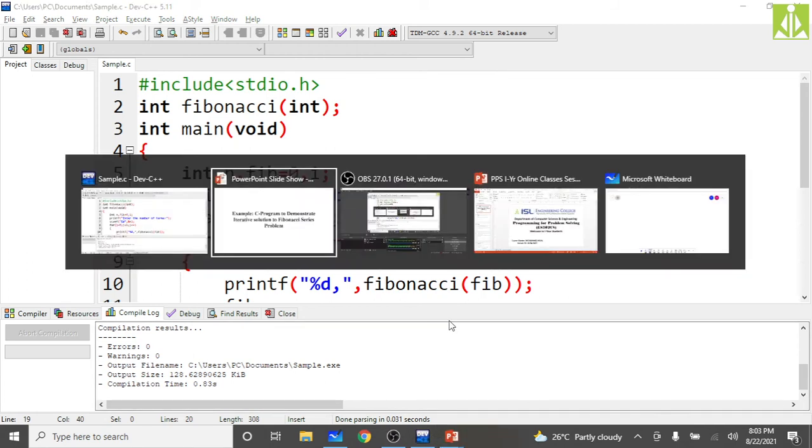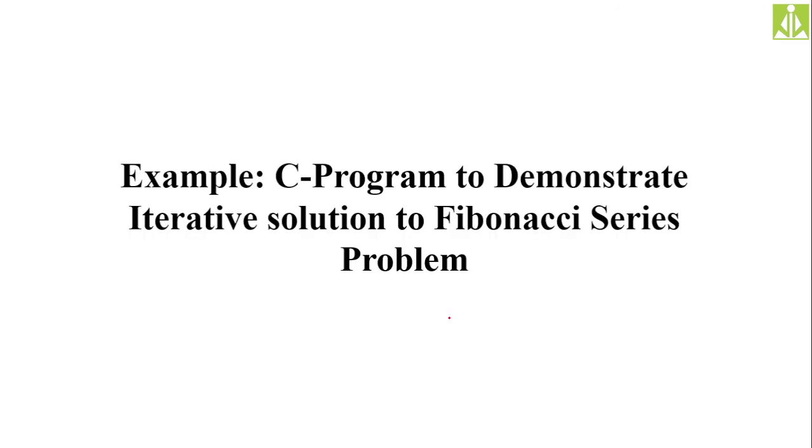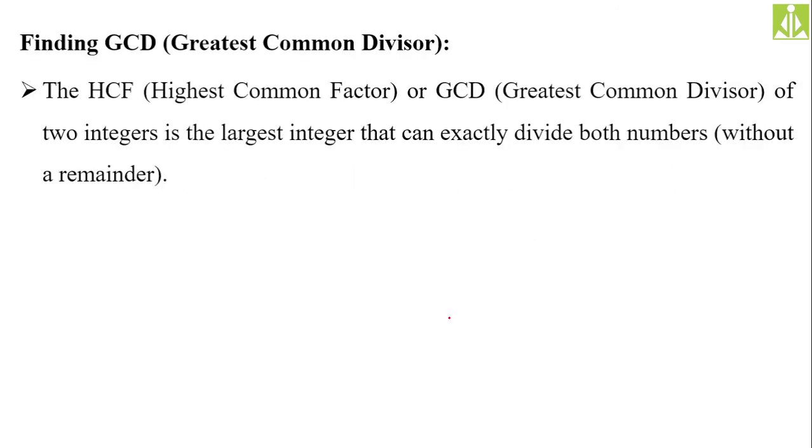Okay, the next concept we have is the GCD, greatest common divisor, or we can also call it HCF, highest common factor. When two integers are given, the largest integer that can exactly divide both the numbers without any remainder. So the largest number which can divide both the numbers is nothing but the GCD, greatest common divisor, of the given two numbers. Yeah, this we have done.